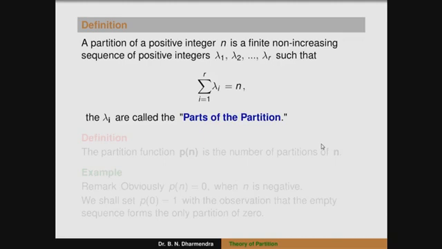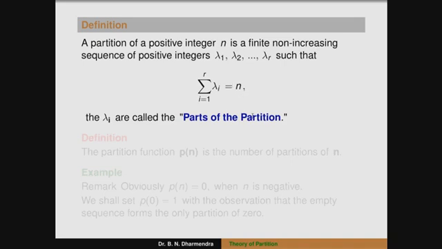Suppose I take n equal to 2. That is a non-increasing sequence; you can observe the terms are decreasing. So 2 can be written as 2, and the next partition is 1 plus 1. Therefore the number of partitions is 2. So 2 is a partition of 2, and 1 plus 1 is also a partition of 2. So that is the definition: when I add the parts, the sum is equal to n.